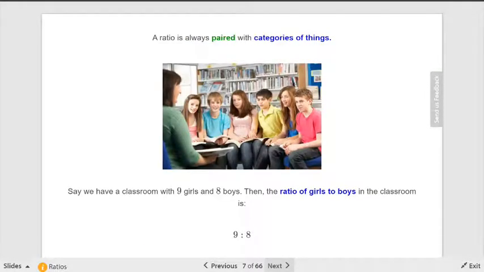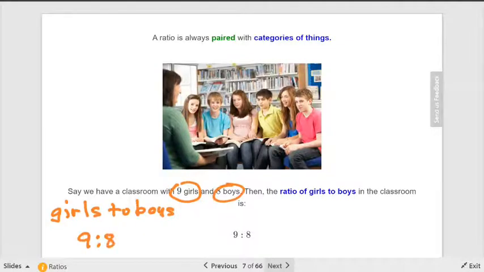So say we have a classroom with 9 girls and 8 boys. Then the ratio of girls to boys. Now again, when you're doing a ratio, this is girls to what? Boys. So that means that the girls is going to go when? First. So there's 9 girls. Imagine that girl's going first. And then 8 boys. So the ratio 9 to 8. Yes? So if it's in the problem, 8 boys and then it's 9 girls, it would still be 9 to 8. Well, this is the part. They could reverse the numbers, but that's the part.